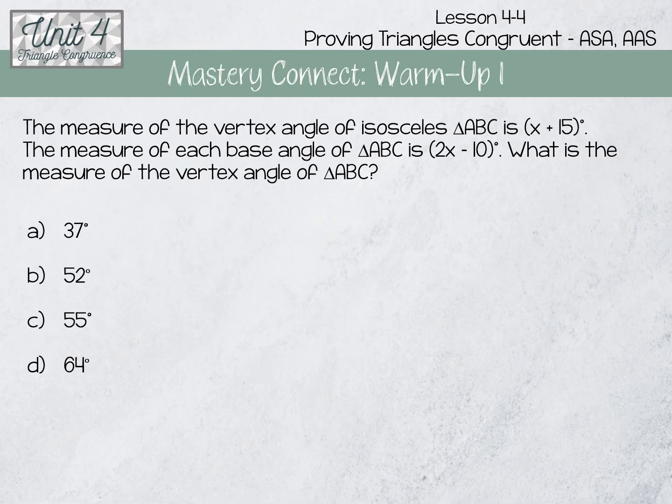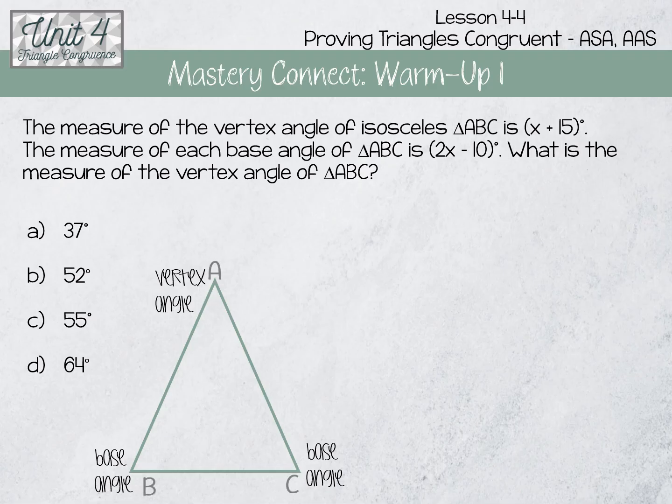Mastery Connect warm-up number 1. The measure of the vertex angle of isosceles triangle ABC is x plus 15. Yes, we've already covered isosceles triangles. The measure of each base angle of triangle ABC is 2x minus 10. What is the measure of the vertex angle? Let's draw a little picture. Here we go. Vertex angle, I'm going to call A. Base angles are B and C. Vertex angle, they said, was x plus 15. The base angles are both 2x minus 10.